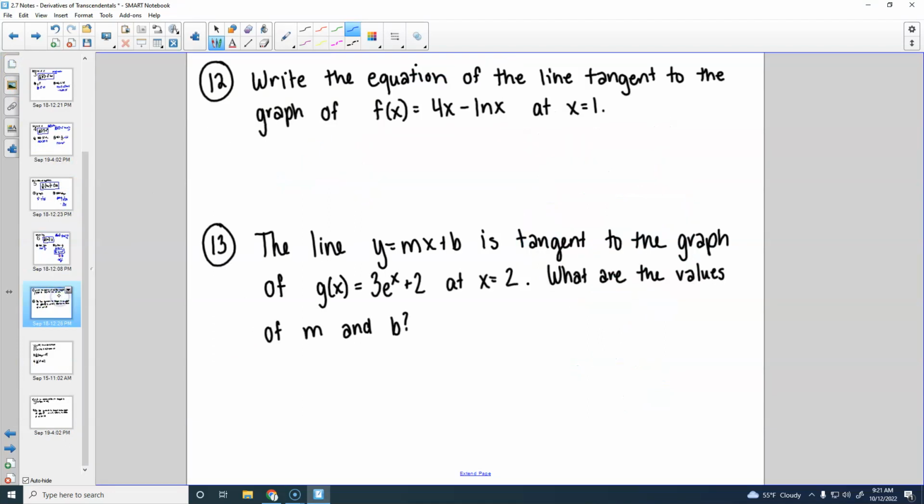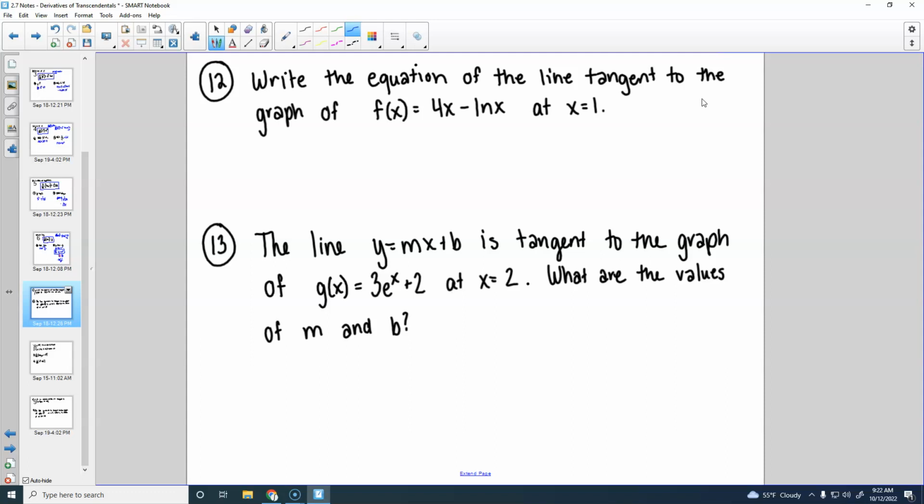Okay, all right. So let's do a few tangent line problems. If we are going to write the equation of the line tangent to the graph of f of x equals 4x minus natural log of x at x equals 1.